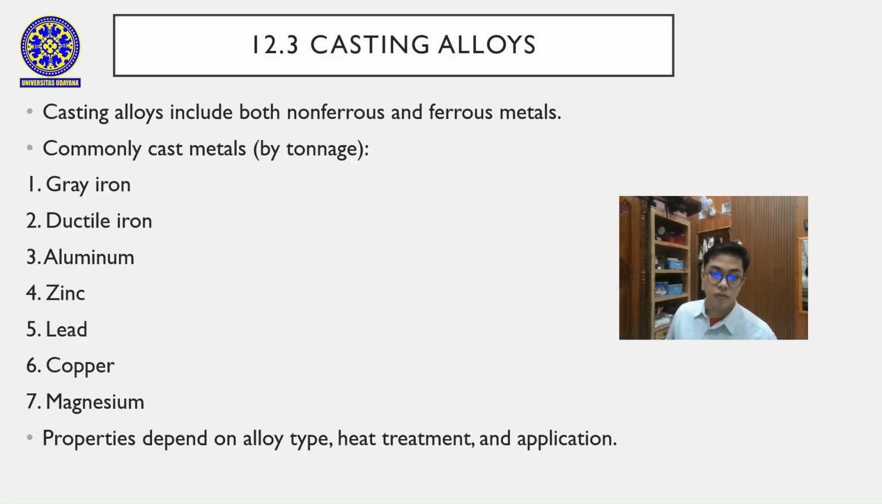Casting alloys are divided into non-ferrous and ferrous types. Gray iron is the most common by tonnage, followed by ductile iron, aluminum, zinc, and magnesium. Alloy choice depends on desired strength, machinability, corrosion resistance, and cost.